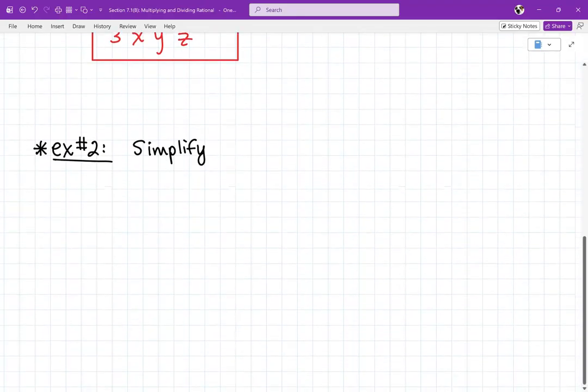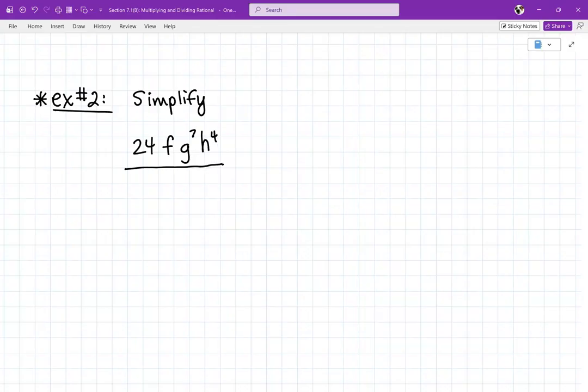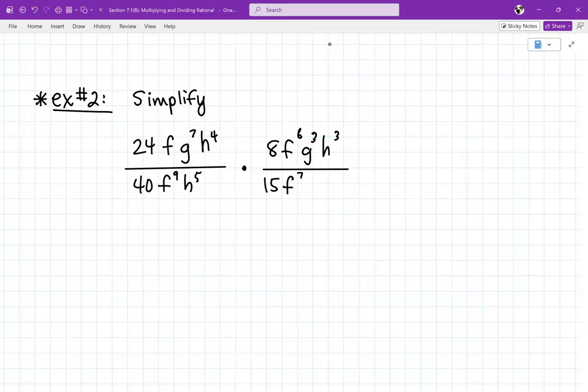So here's another one. We're going to simplify. It's 24 f g to the 7th h to the 4th over 40 f to the 9th h to the 5th, times 8 f to the 6th g to the 3rd h to the 3rd over 15 f to the 7th g to the 9th h to the 4th.